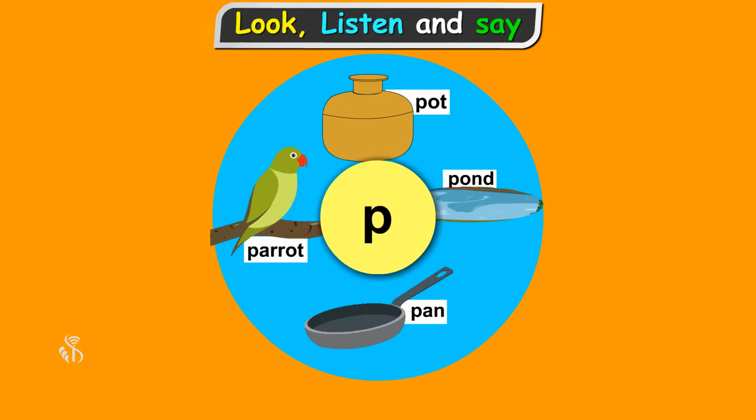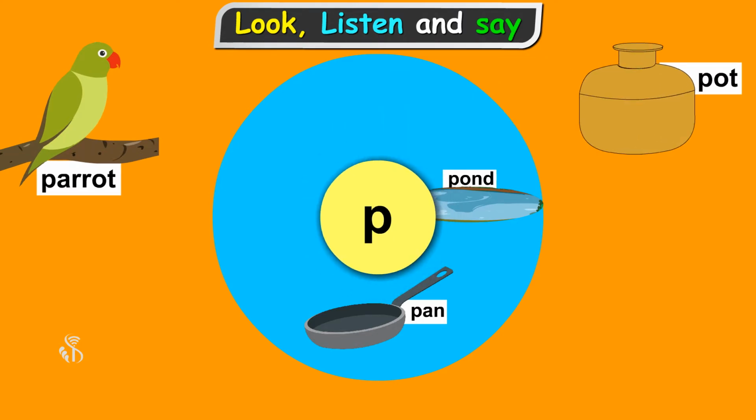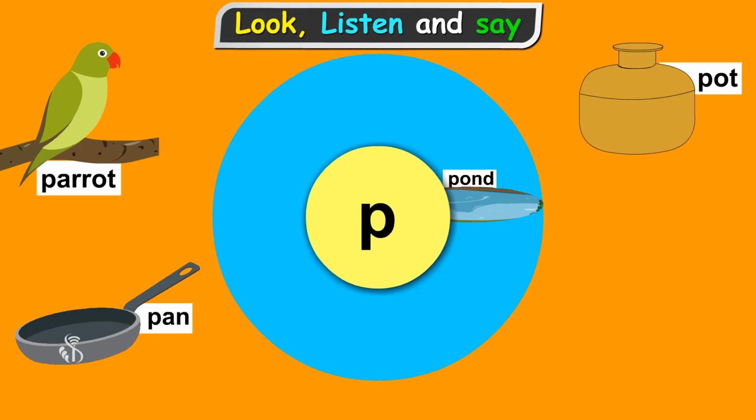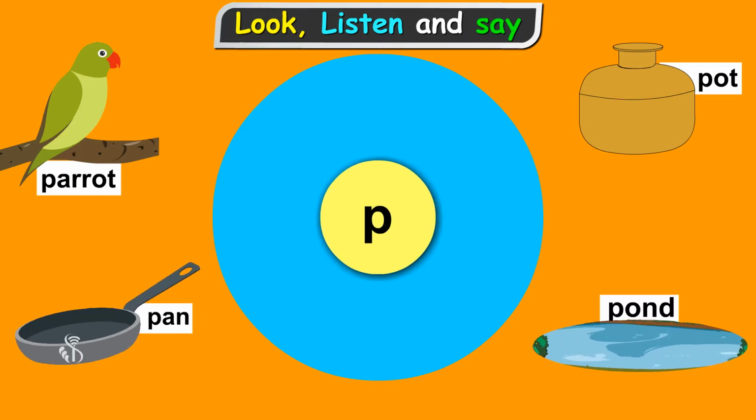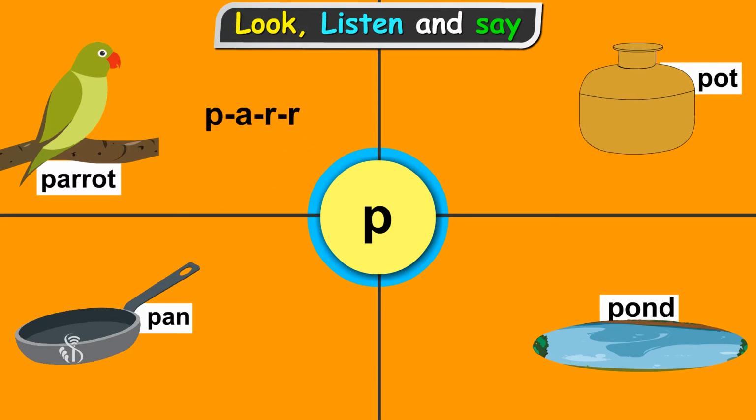P for parrot. P for pot. P for pan. P for pond. Now let's spell them. P-A-R-R-O-T, parrot.